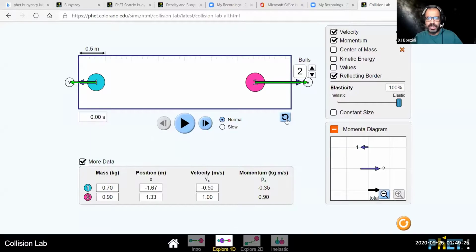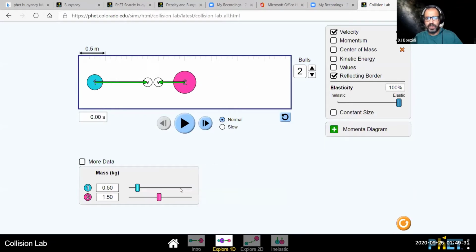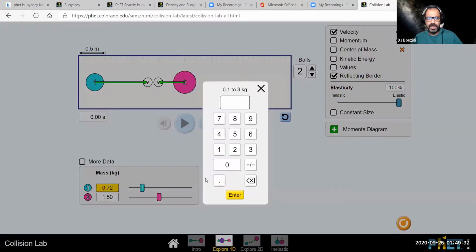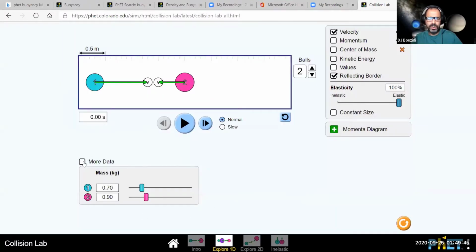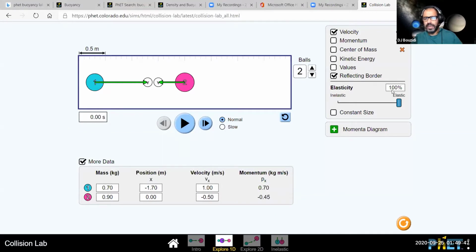I'm sorry, we should really reset first. Okay. This is what I was talking about. Reset the whole thing, okay? Start all over. Make some random mass. I said 0.7. Let's make it 0.7 in here. 0.7. Enter. And this one is 0.9. Enter. And more data. Fine. And the elasticity is there.